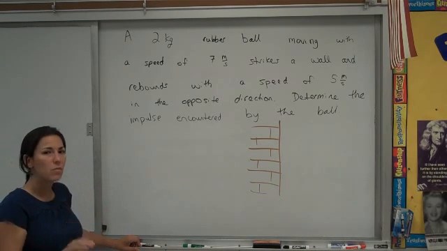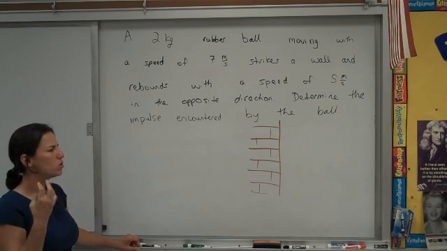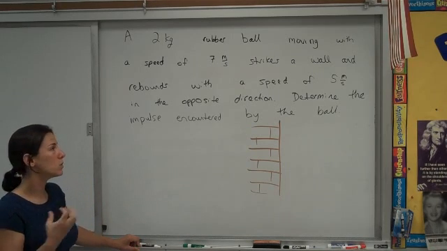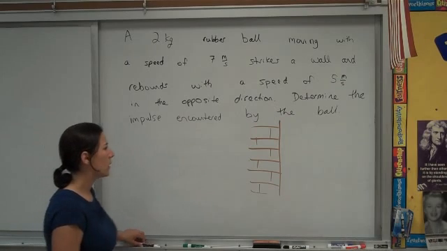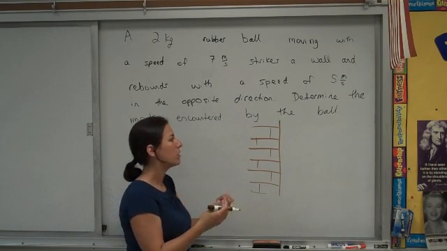So before we worry about numbers and problem solving, you always want to get a good picture of what's actually happening. So I just want to draw a diagram and really be able to visualize what's going on in this problem. And what's going on is that there's a wall here, and there's a ball moving toward it that's going to bounce backward.